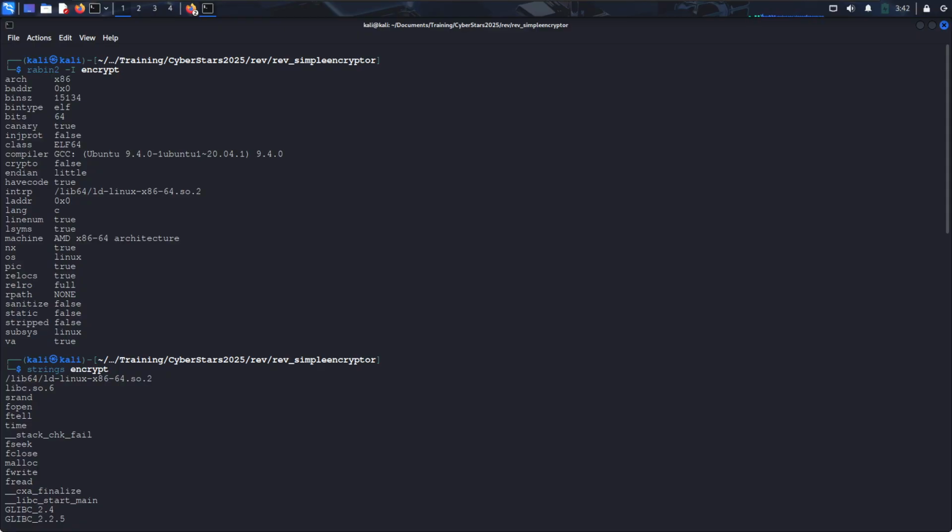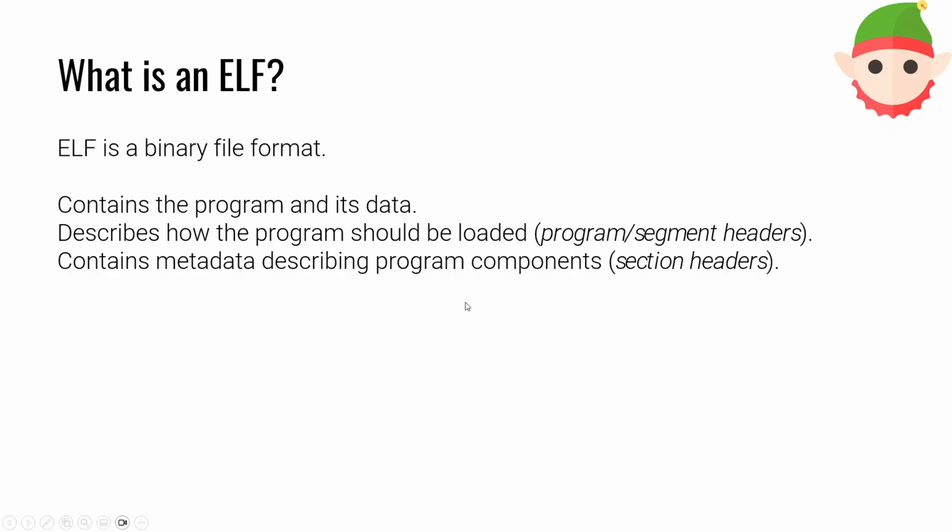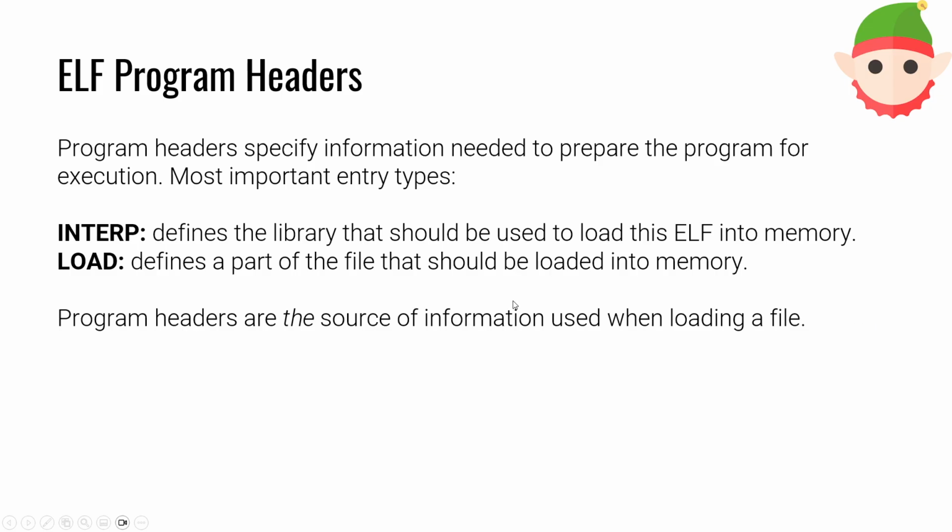When you're looking at binaries, you need to understand that a binary contains a program and its data. We were able to see what we look at as our interpreter, and this is the library that defines how you load the ELF into memory. When you have a program, you just have a program as a file. But once you load it, it's taken up into memory, and that's how we start the execution.